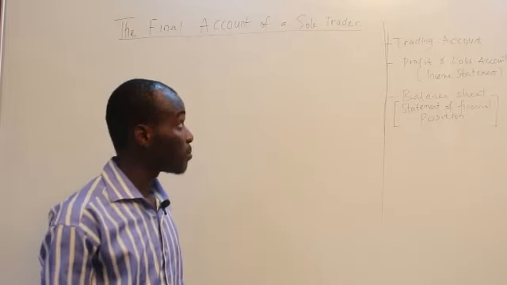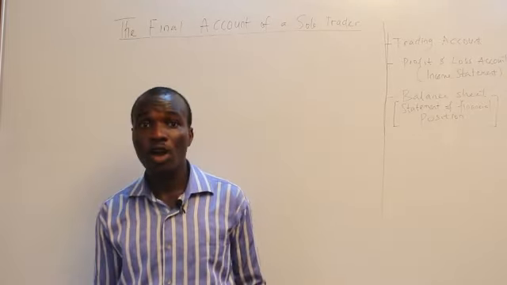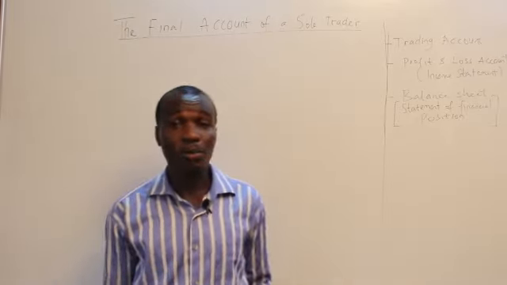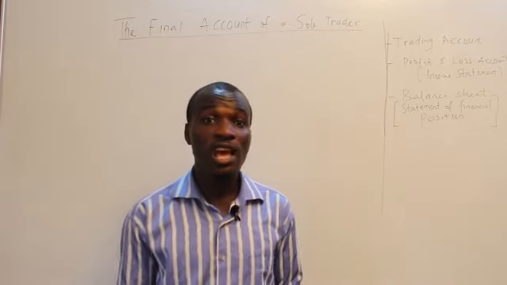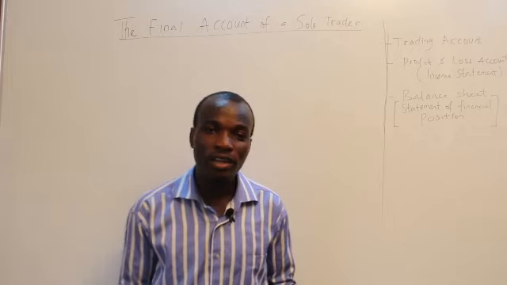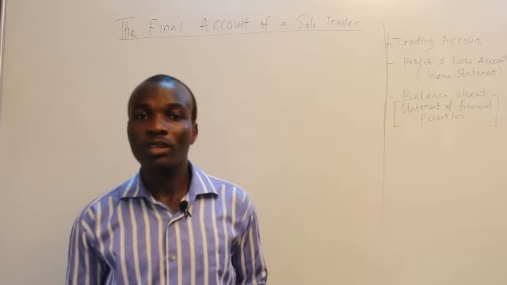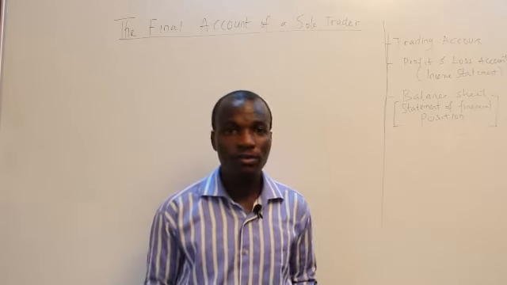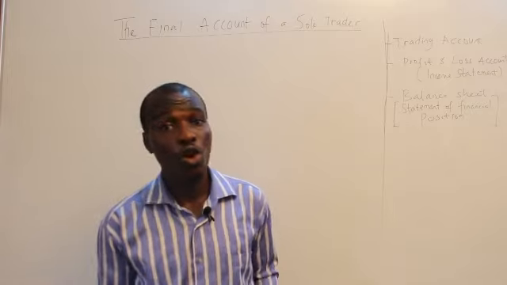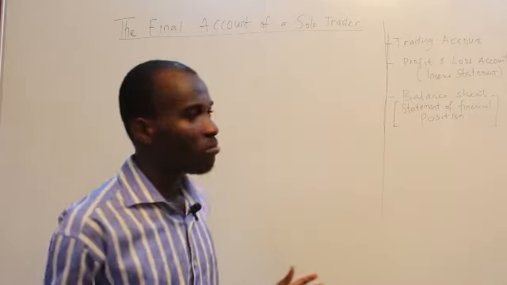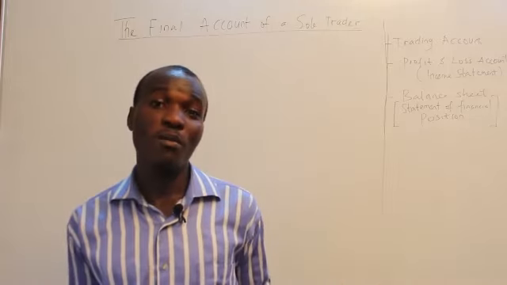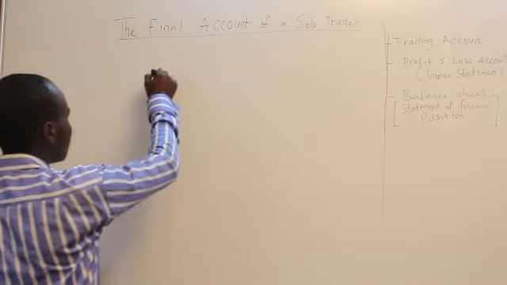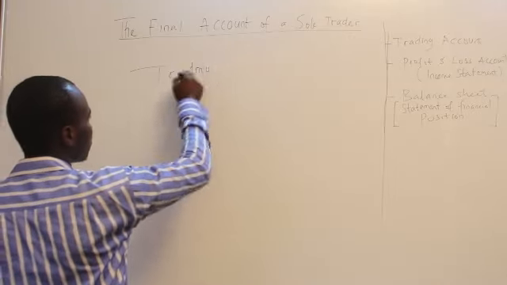The trading account is prepared to determine the gross profit or the gross loss of the business organization. So how can we determine the gross profit? The gross profit is the excess of net sales over cost of goods sold. So let's look at what we mean by cost of goods sold and what we mean by net sales. We are going to look at the trading account generally.